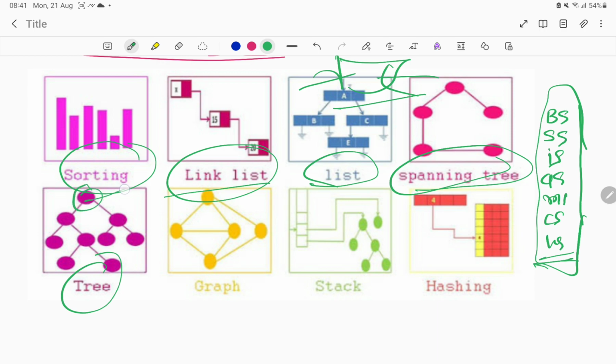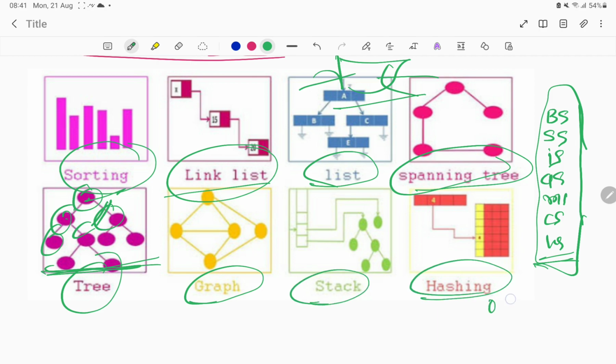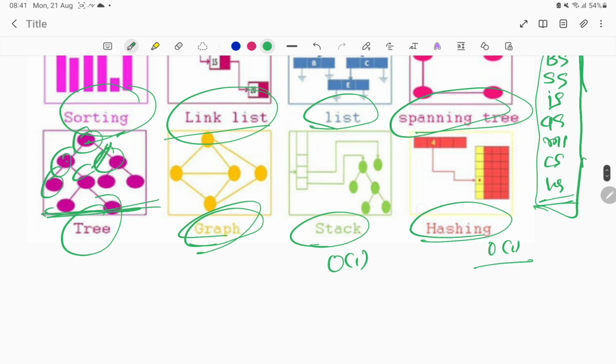And the spanning tree, basically a tree. This is the root node, and this node has the children this and this. This node has this and this. This is the leaf node, and these are the edges. And the graph, this is a connected component. Then there are the stack and hashing, where you can perform every operation in hashing in big O of one, and the stack also in big O of one. A graph has connected and disconnected components. Sorting is there as well.